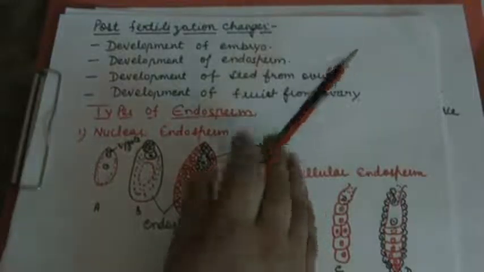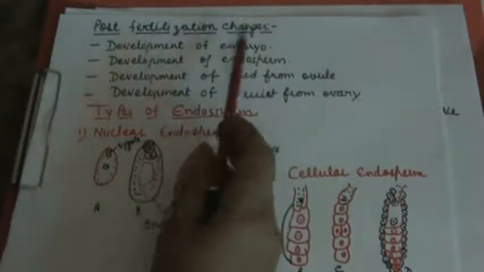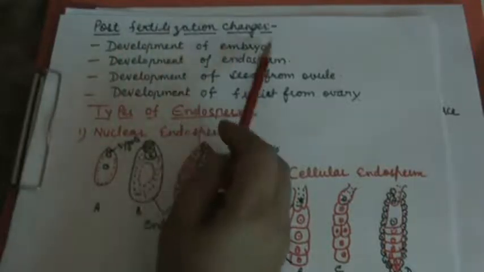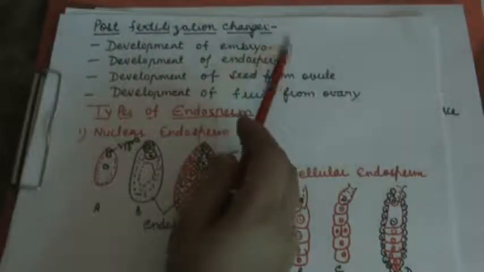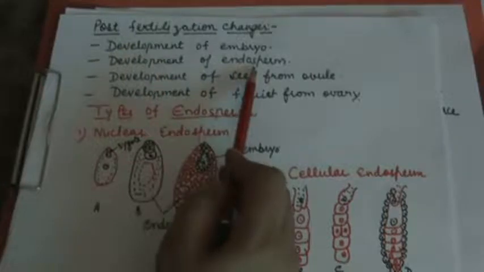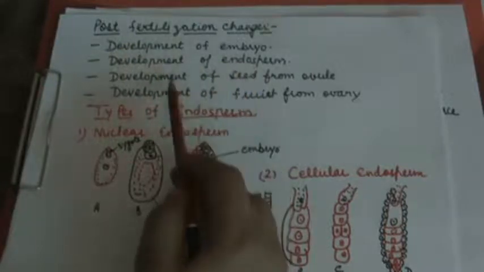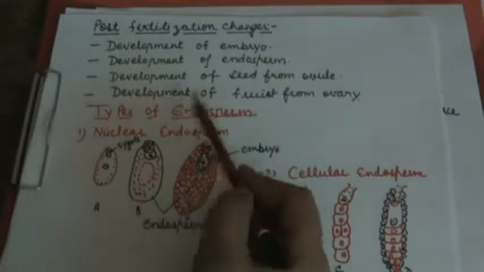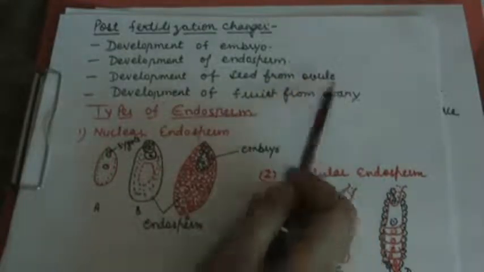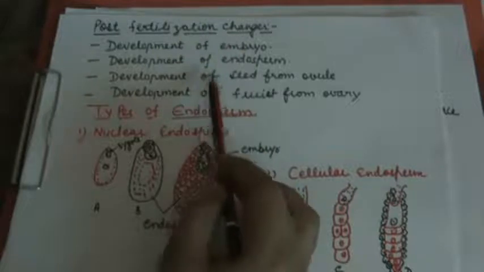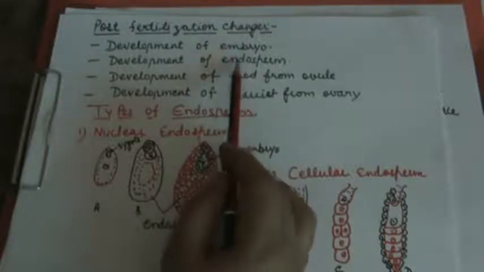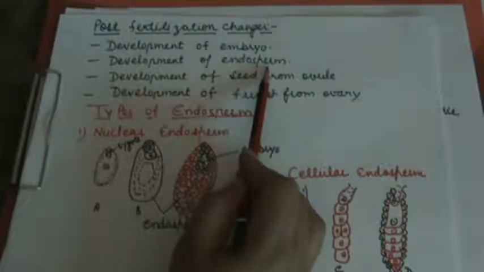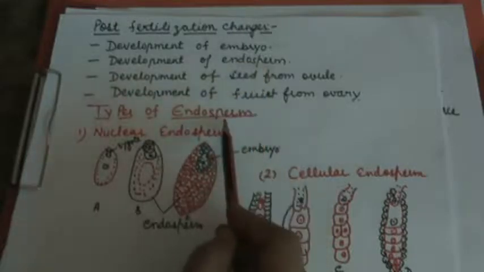The major events that act after fertilization are: number 1, development of embryo. Second is development of endosperm. Third is development of seed from ovule. Fourth is development of fruit from ovary. We will discuss these events one by one. Firstly, we will discuss the endosperm and the development of endosperm.